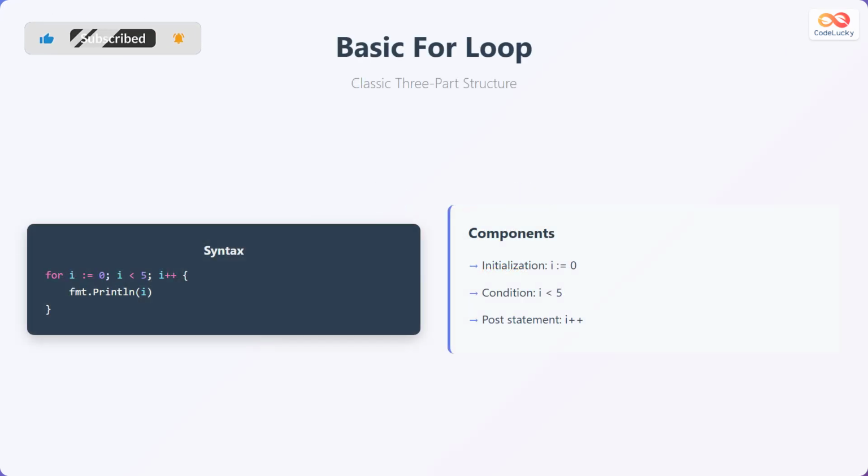Let's understand the basic structure of a for loop. This is the classic three-part structure. The syntax is for followed by an initialization statement, then a condition, and finally a post statement, all enclosed in curly braces. For example, for i := 0; i < 5; i++ { inside the loop, fmt.Println(i) }. This loop initializes i to 0, continues as long as i is less than 5, and increments i by 1 after each iteration. The components are initialization, i := 0; condition, i < 5; post statement, i++.